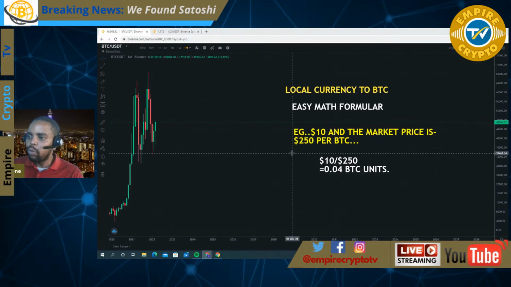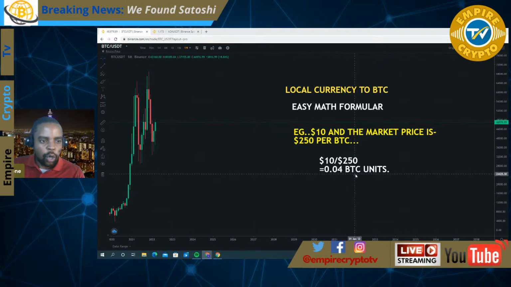That's when you take your local currency, which can be any currency anywhere in the world. This formula is applicable anywhere in the world as long as you want to engage in the cryptocurrency space. Use this formula if ever you want to find out how much you would have in your BTC wallet if you took your local currency and converted it to BTC. This is the formula. So if you had $10 and then you divide it by $250, it will give you 0.04 BTC units.